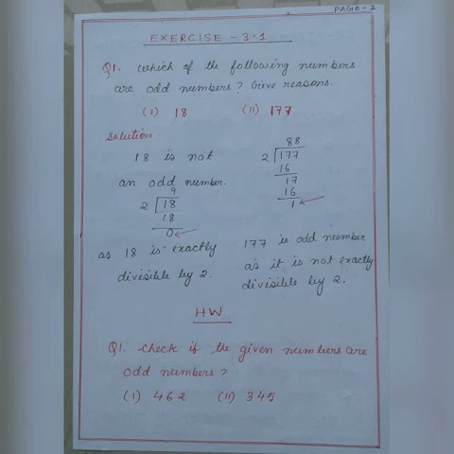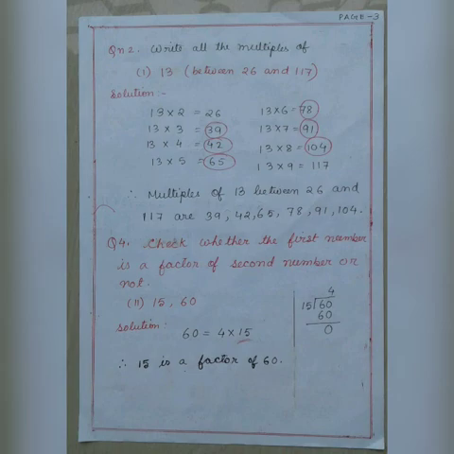But let us say question number 2, 177 divided by 2, what do you get? You get 88 as quotient and 1 as remainder. So if there is a remainder, that is not exactly divisible. So 177 is an odd number. Homework I have given. Question: check if the given numbers are odd numbers or not. 1 is 462 and question number 2 is 345.